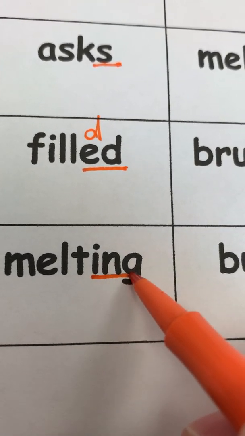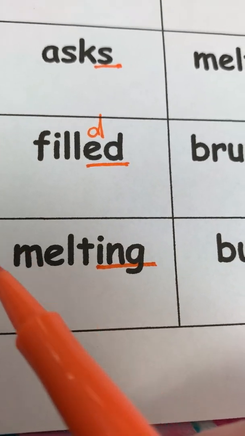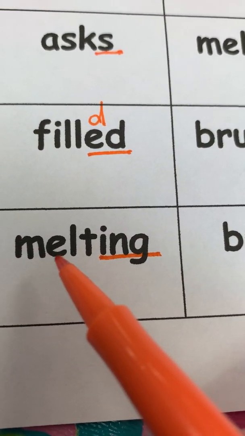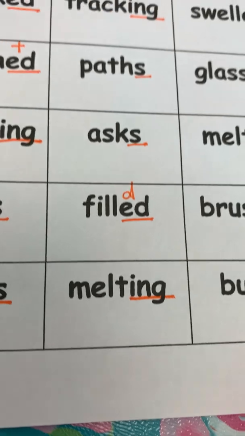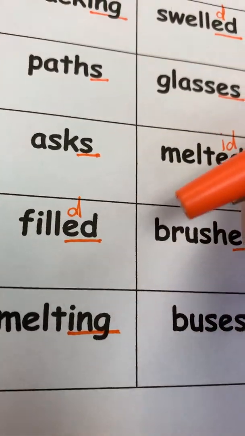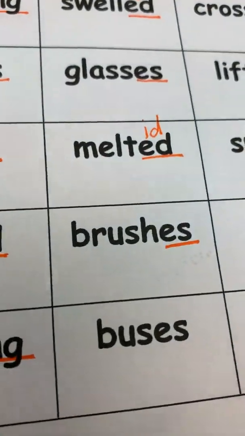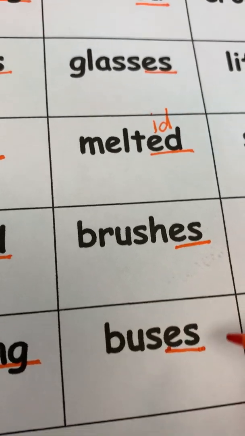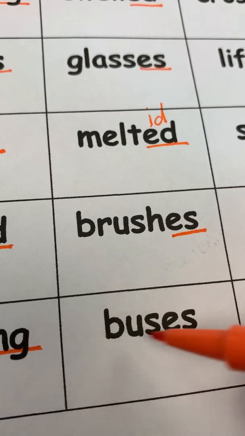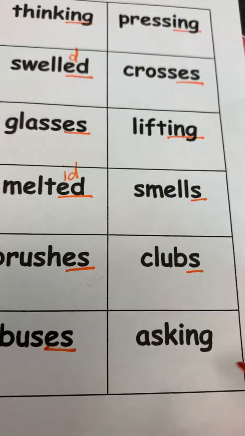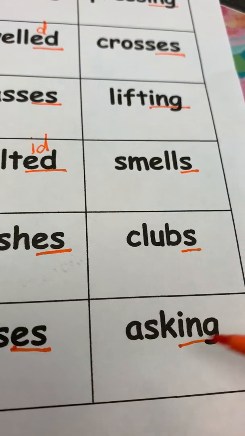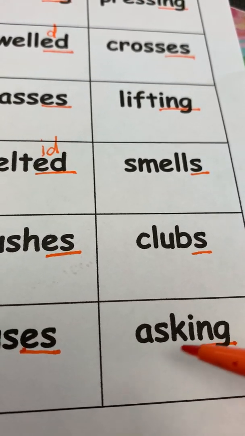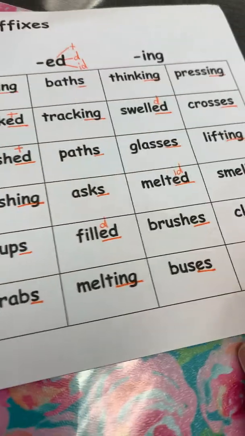Next one, underline the ing. Here we go. Let's start over here with this M and let's blend. Meh, there's our slide. Melt, melting. Okay, let's go. Let me move my paper here. Can't get it. Let's go to the next word. We see it has an es at the end. Bus, buses. Good. And the last one has an ing. Let's blend the word and then add the suffix. Ready? Ask, asking. All right, boys and girls.